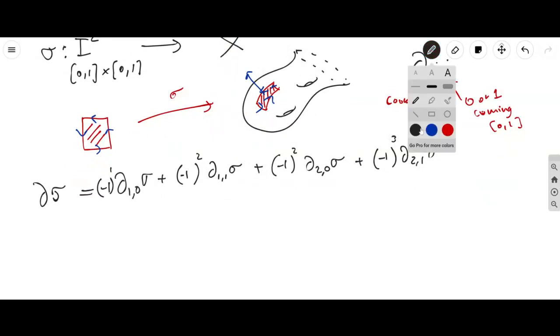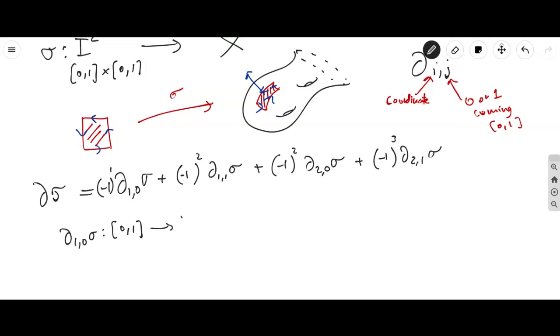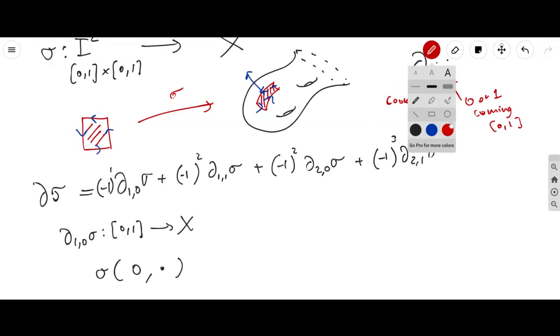So what is this one? So this one, boundary 1, 0, sigma, this is now a map on a cube of 1 smaller dimension. So in other words, this is just a mapping from the interval into x. And what is it doing? You're just taking sigma, you're taking the first coordinate and you set it equal to 0. And then that becomes your free variable. So if you call this letter s, then that becomes your s. So this is the mapping that keeps the first coordinate equal to 0, and it takes the second coordinate and it makes it go from 0 to 1.